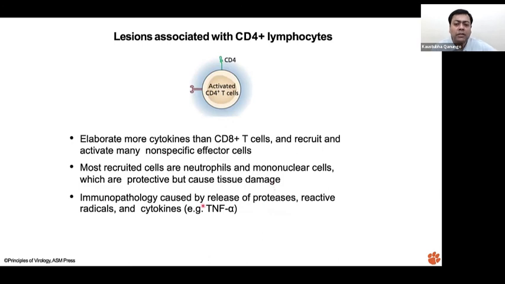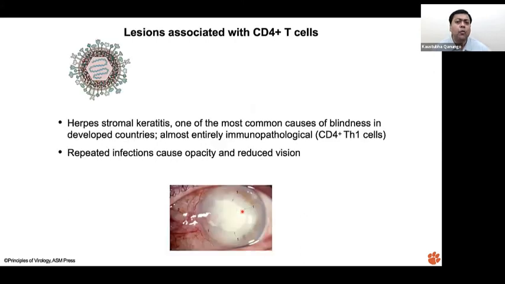The immunopathology is caused by the release of proteases, reactive radicals, many of these, and we have detailed that, and also cytokines like TNF alpha. So all of these we have seen happen in SARS as well, in SARS-CoV-2, in the case of the cytokine storms. Here is one thing which is associated with CD4 plus T cells.